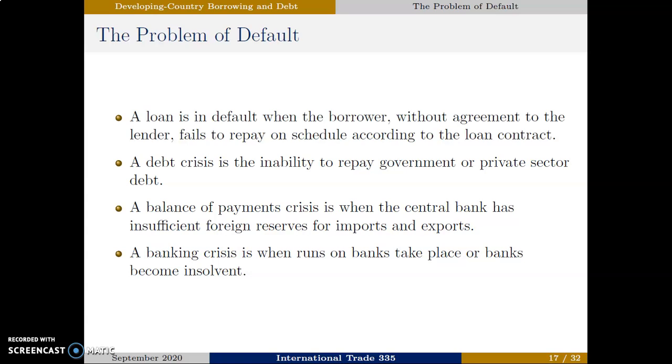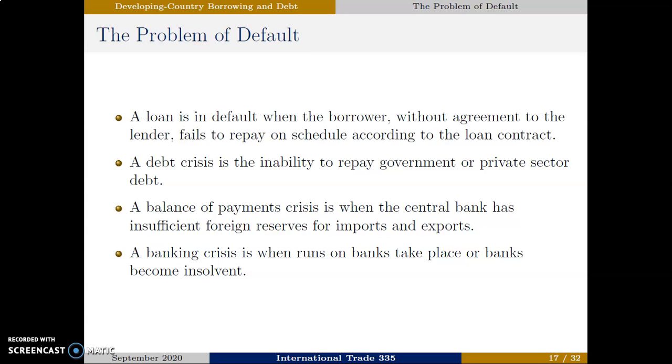Here are some definitions of crises that will be important going forward. A loan is in default when the borrower, without prior arrangement and agreement with the lender, fails to repay on schedule as stipulated in the loan contract. A debt crisis arises when the government is unable to repay its debt with other governments, or when there is an overabundance of debt in the private sector and firms cannot repay this debt.